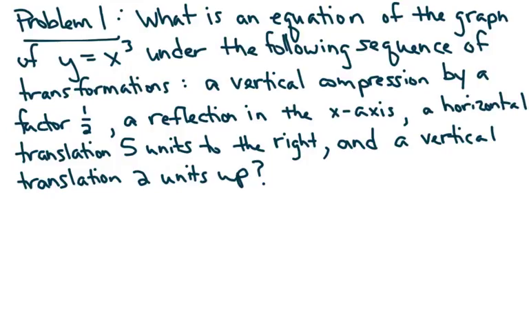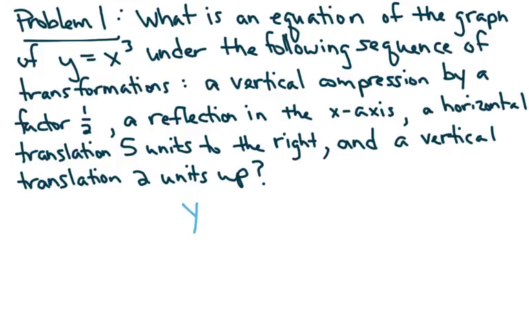In order to do this translation in problem 1, we're going to do it in a very similar fashion to the way that we did it with quadratics. So in problem 1, it says, what is an equation of a graph of y equals x cubed under the following sequence of transformations? A vertical compression by a factor of 1/2, a reflection in the x-axis, a horizontal translation 5 units to the right, and a vertical translation 2 units up.